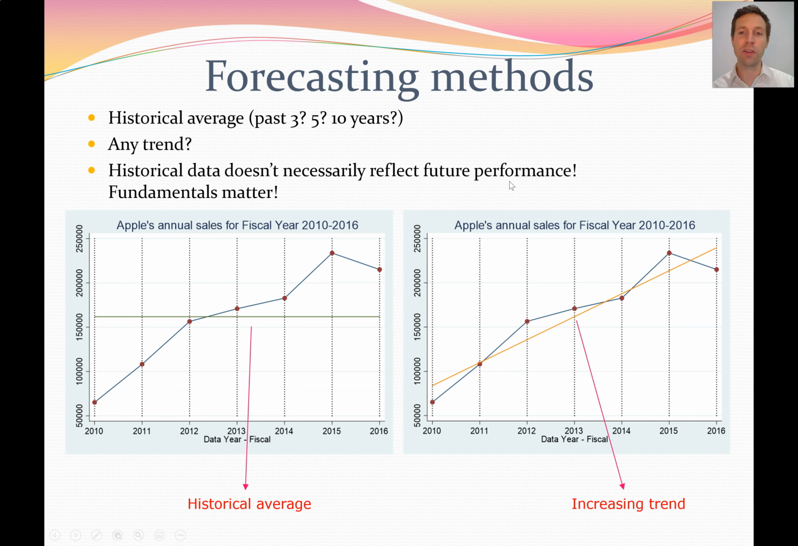It doesn't necessarily reflect future performance. If in 2017 Apple decide to drop one of their products or they create a new innovative product, that's going to lead to changes that may fluctuate significantly from this simple average.